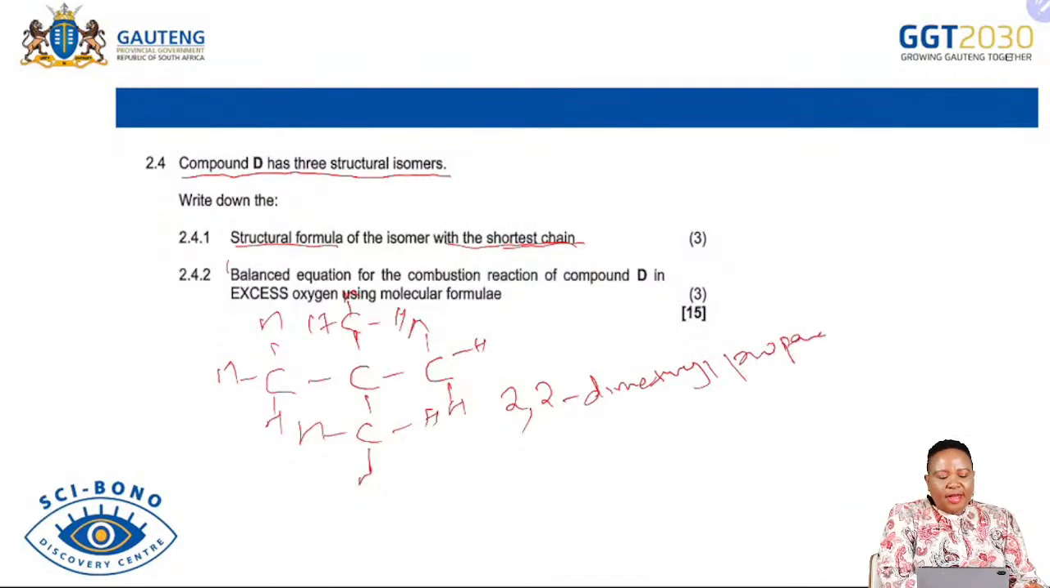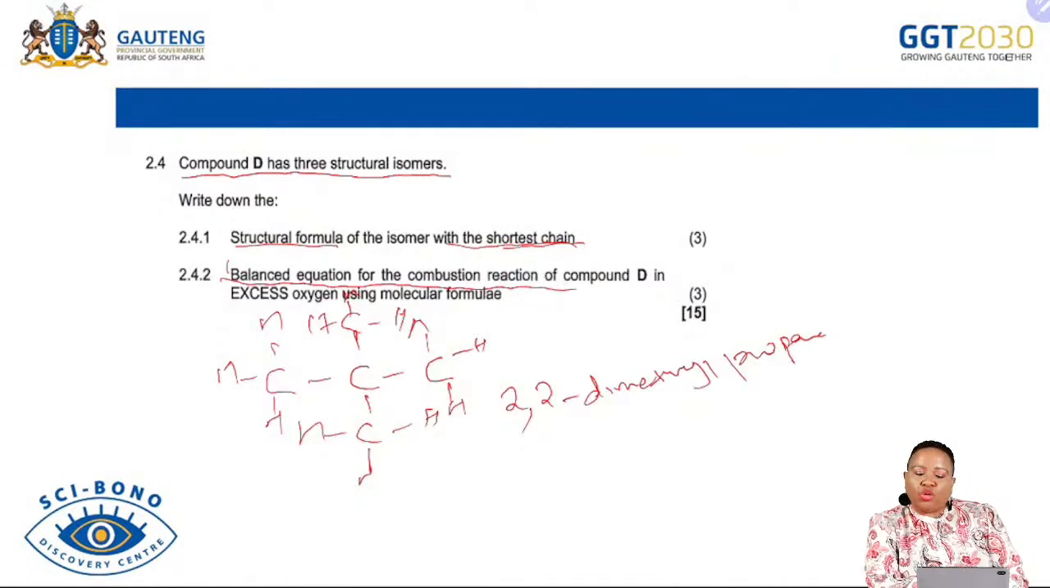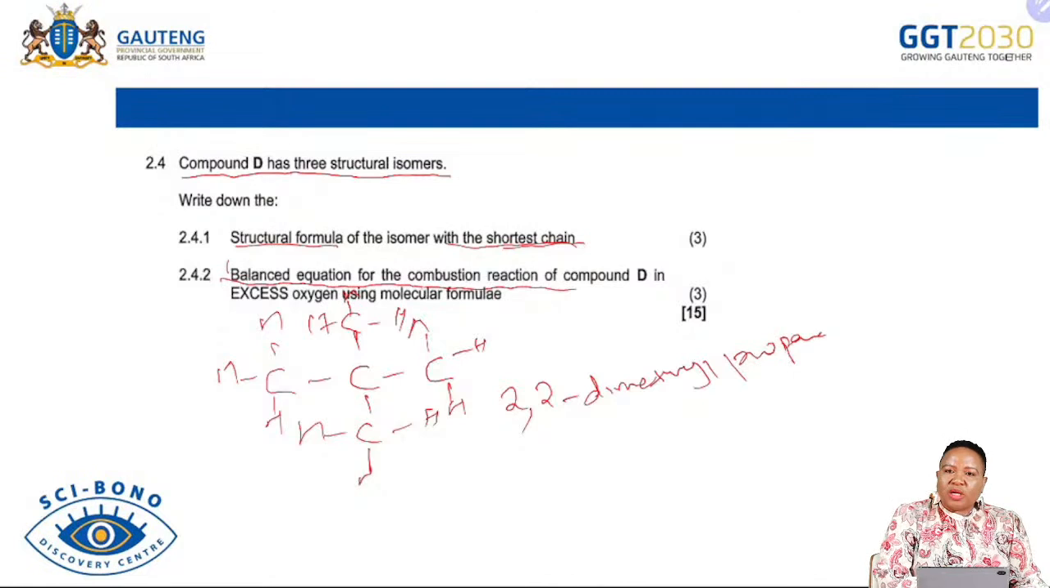And then you also need to look at the combustion reaction. Remember, we also assisted you to say how do you balance a combustion reaction. This one was about pentane. So it was about how to write the molecular formula of pentane, because it's going to be C5 and then H2(5)+2, which is going to be C5H12.